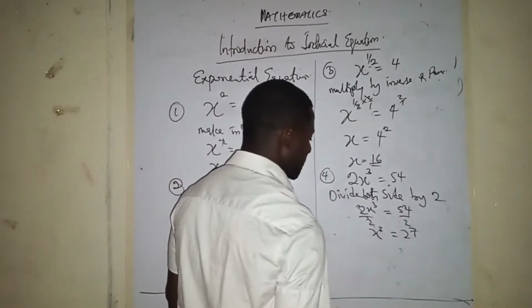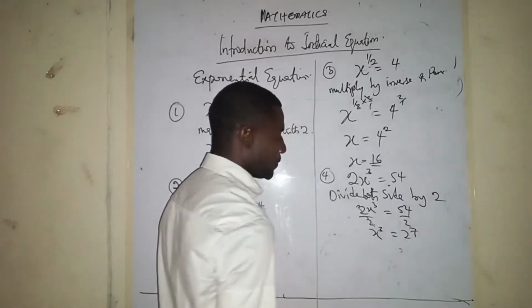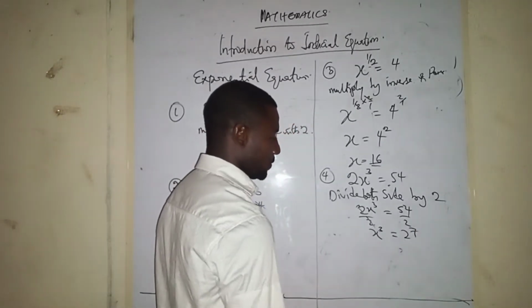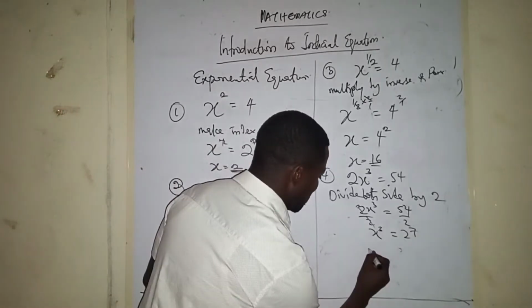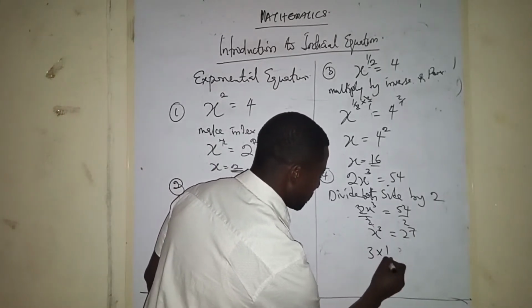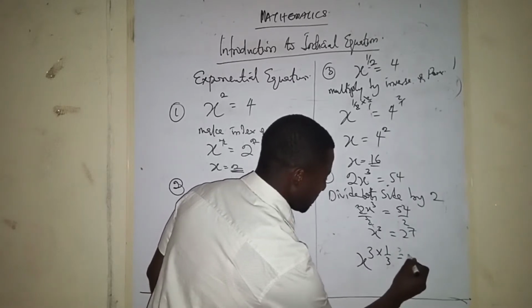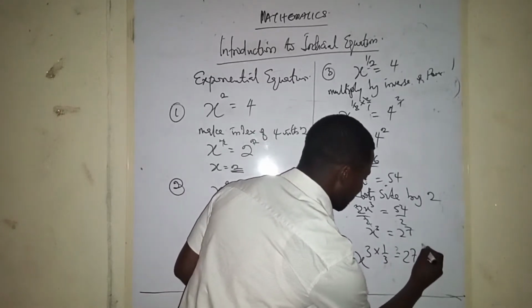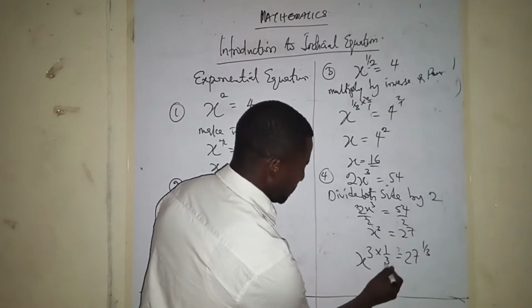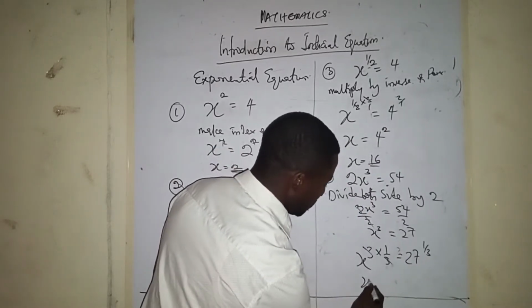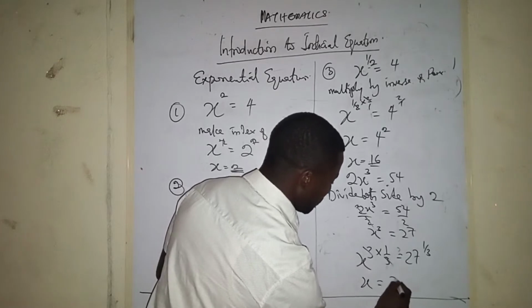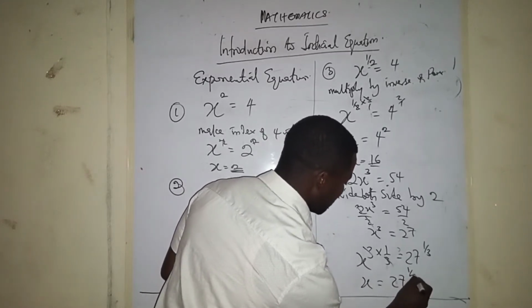Now, we want to remove the cube. It becomes 3 times 1 over 3, so x is equal to 27 raised to 1 over 3. We are multiplying by the inverse. This will cancel this. So x becomes 27 raised to 1 over 3.